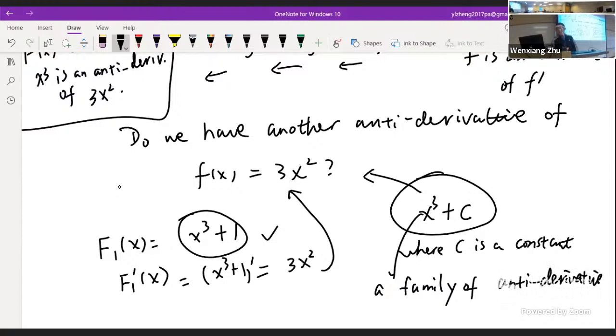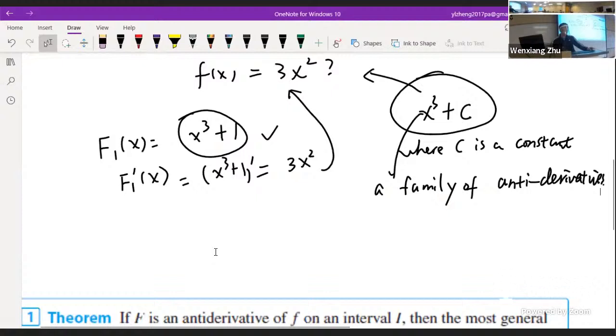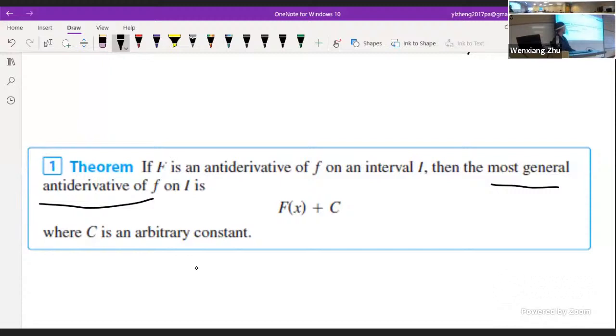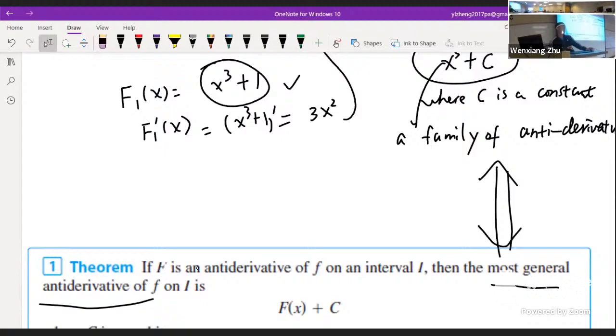So this is something we actually learned by using the mean value theorem, which is summarized from the following theorem. It says, if you have found one antiderivative, so if capital F is an antiderivative of little f on some interval I, then the so-called most general antiderivative, that means the family of antiderivatives on I, is just adding any constant capital C to that function capital F, right? And people call that the most general antiderivative, which has the same meaning as what I call the family of antiderivatives, just add constant C.